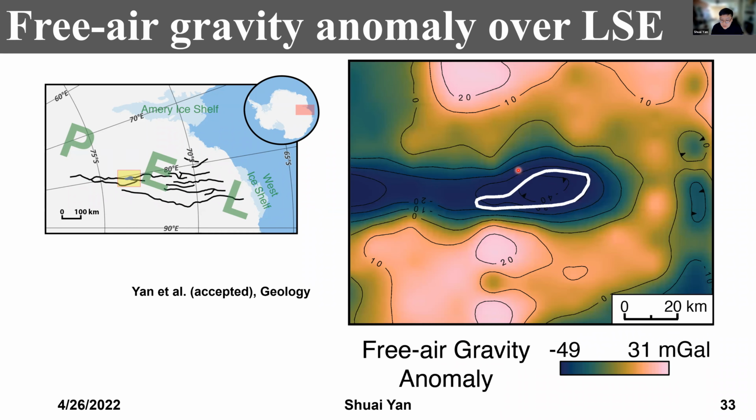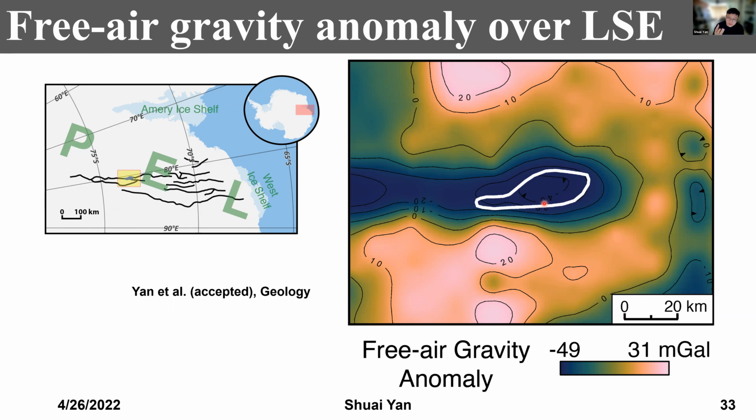Here's a free air gravity anomaly. And you can see this very short wavelength negative anomaly over Lake Snow Eagle, which is what we expected, right? That's caused by the density difference between water, sediment, and bedrock.